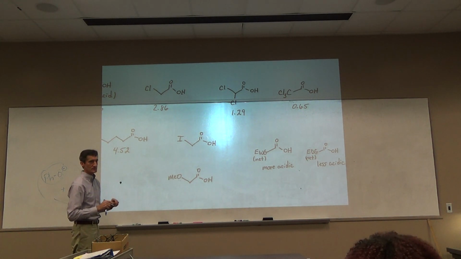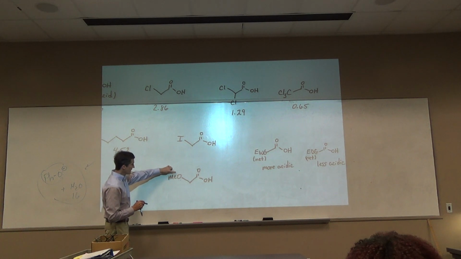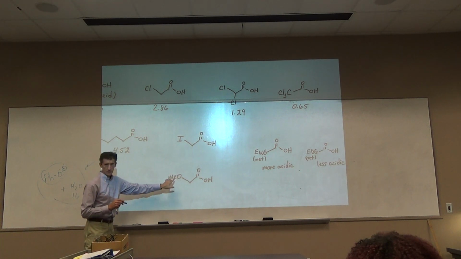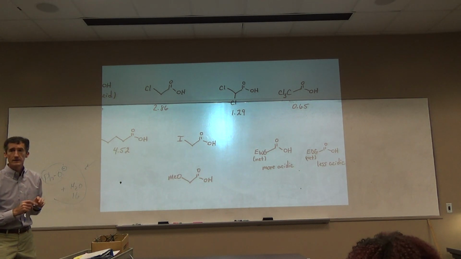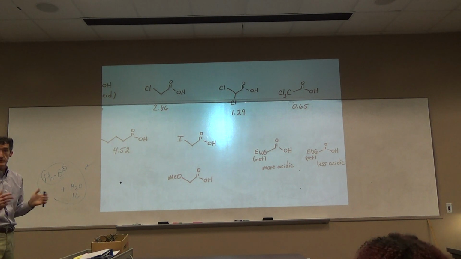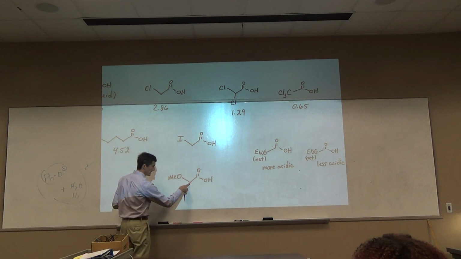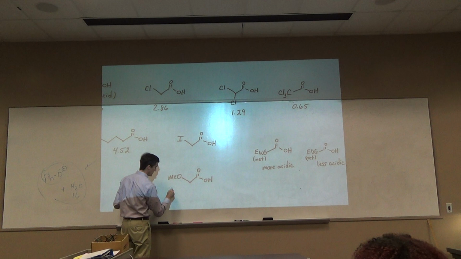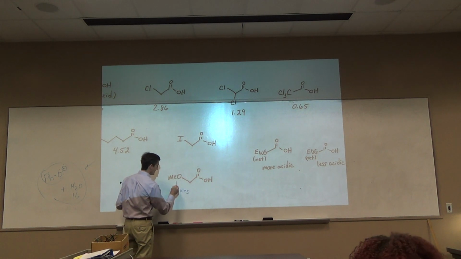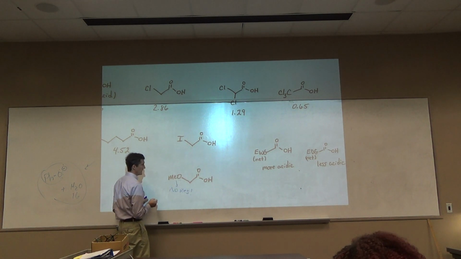I'm going to continue on because I don't think it's possible. Is this lone pair conjugated with anything? What type of orbital is a lone pair in? sp3. There's no resonance here. There's no p orbital here. There's no resonance. Okay? So it's the same as acetic acid then, right?